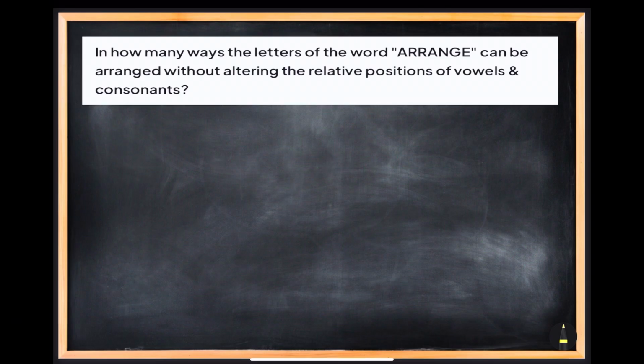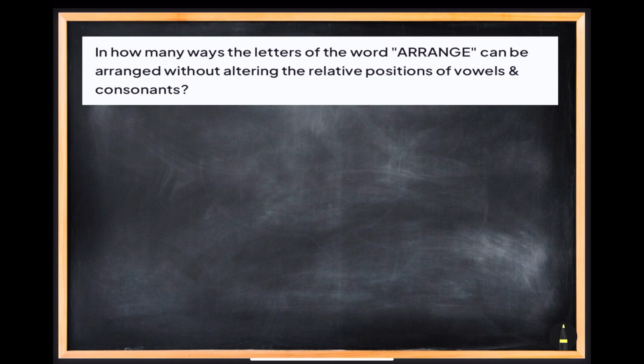Okay, so we got this situation. In how many ways can the word ARRANGE be arranged without altering the relative position of vowels and consonants? Means you have to arrange the letters of the word ARRANGE, but you have to make sure that you do not change the relative position of vowels and consonants. Means the place which is occupied by vowels will be taken by vowels only, and so with consonants.